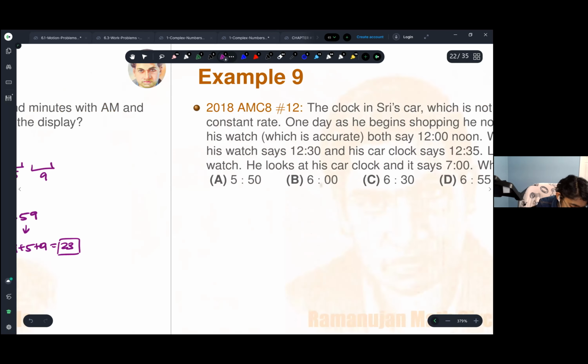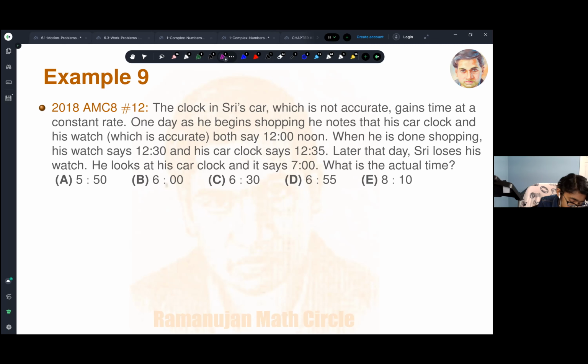Okay, next question. A clock in Shree's car, which is not accurate, gains time at a constant rate. One day, as he begins shopping, he notes that the car clock and his watch, which is accurate, both say 12 noon. When he's done shopping, his watch says 12:30 and his car clock says 12:35. Later that day, Shree loses his watch. He looks at the car clock and it says 7 o'clock. What is the actual time?